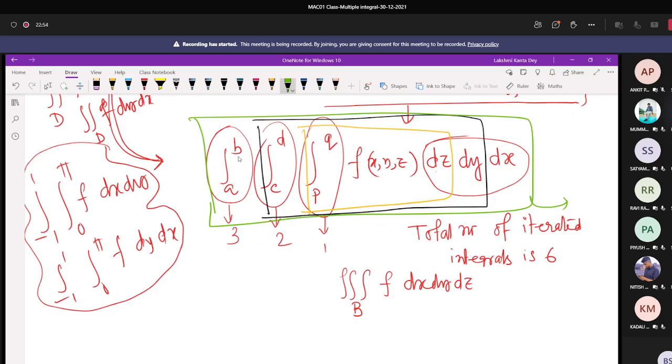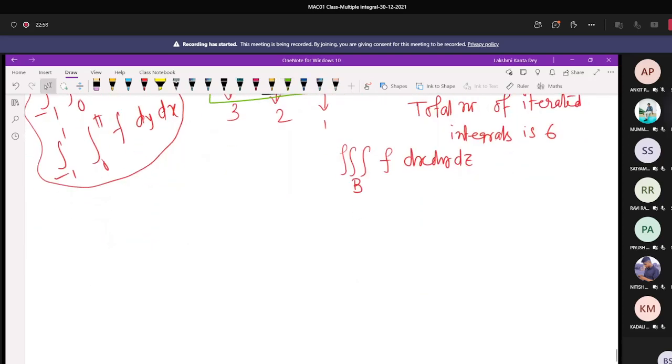Okay, so I would like to give one example here, so that you can have more clarity. It is maybe example number 2, because I already gave one or two questions.